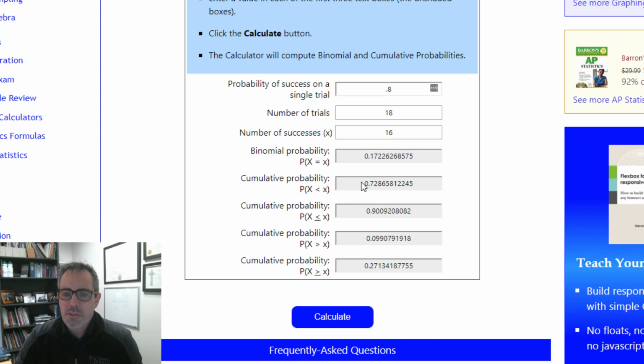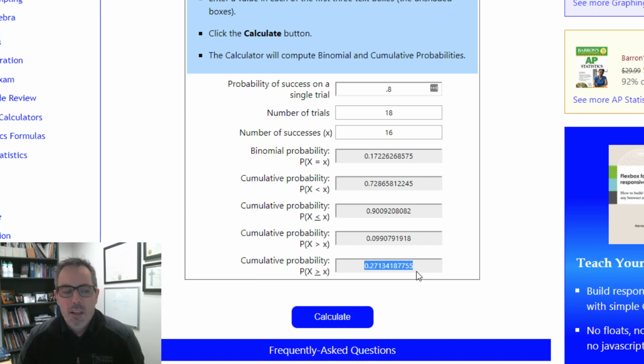And these results that you see here, here's the probability that exactly 16 people show up. Here's the probability of less than 16, less than or equal to 16. Here's the probability of more than 16, or the one I'm interested in, 16 or more people show up. There's a 27% chance that 16 or more people are going to show up for that.